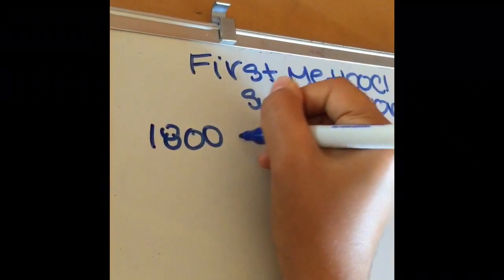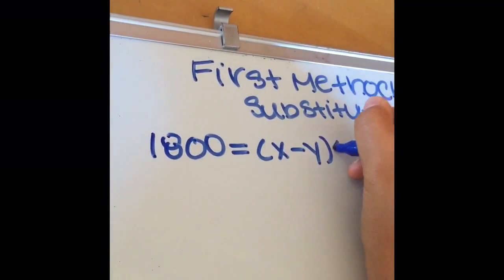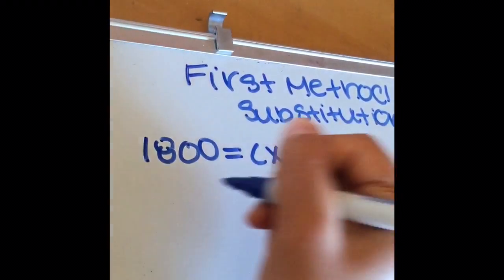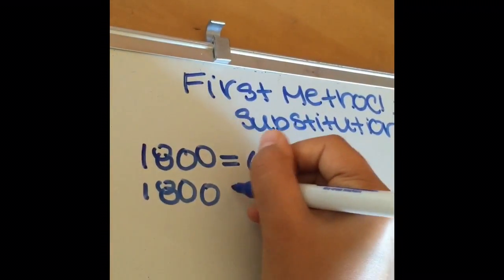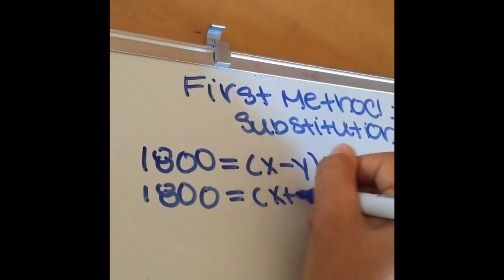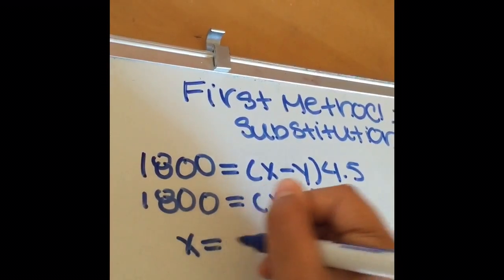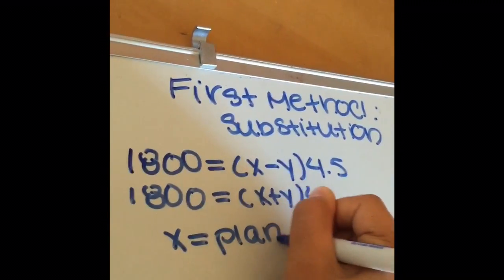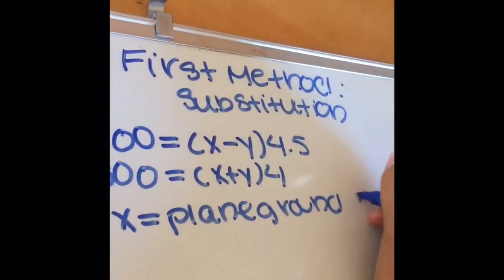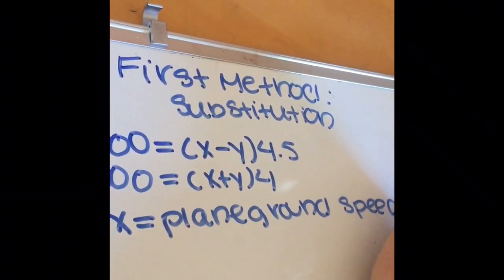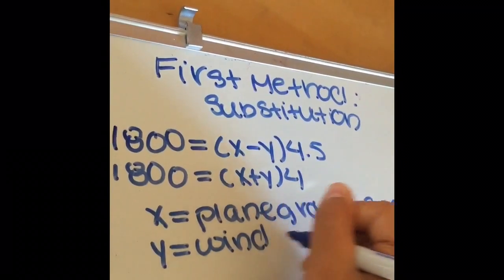1,800 equals (x minus y) times 4.5. And I'll label the variables after I write the equations. And then the next equation will look like 1,800 equals (x plus y) times 4, with x representing the plane ground speed and y representing the wind speed.